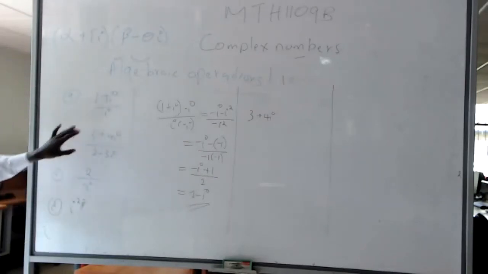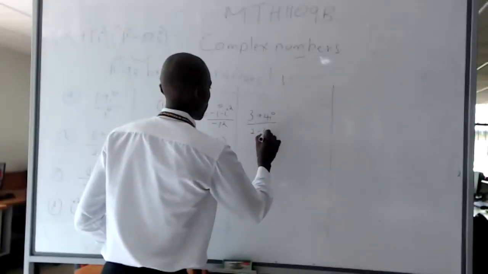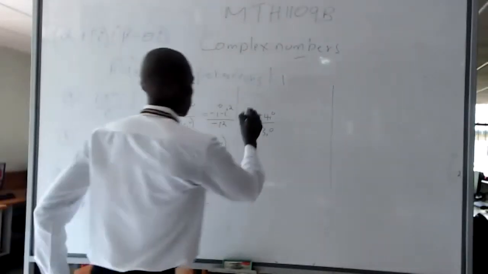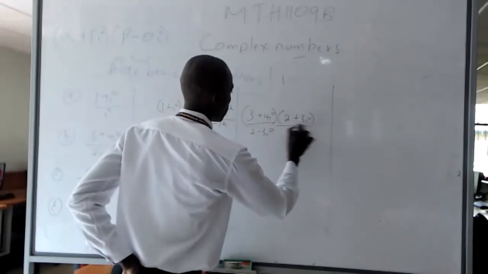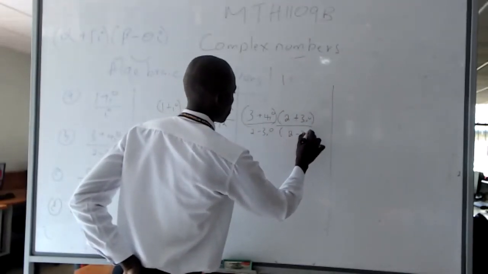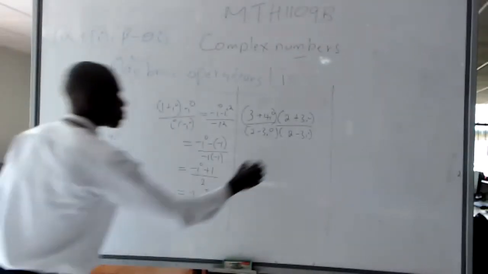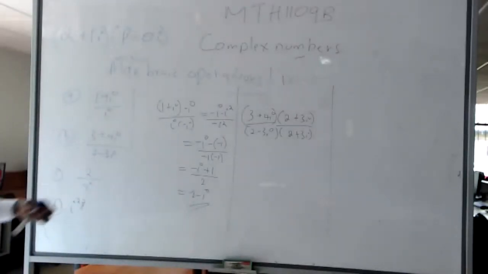How about the second one? What's the denominator? 2 minus 3i. Identify the complex conjugate. What's the complex conjugate? Simply change this sign. 2 plus 3i. The sign here is negative, I change it to plus.